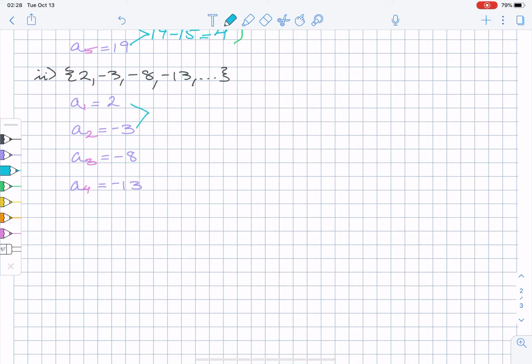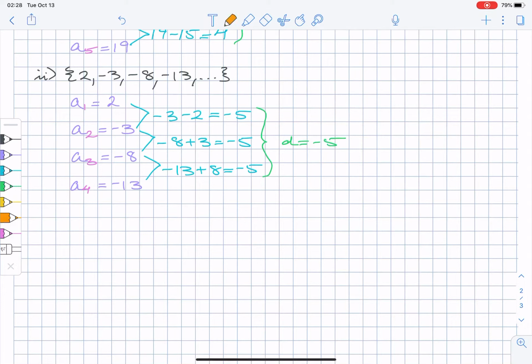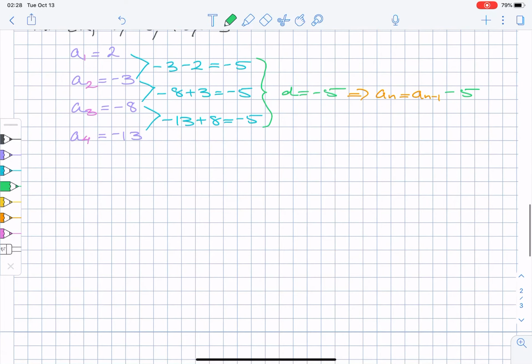So what's the difference here? Negative 3 minus 2, I claim is negative 5. Negative 8 minus a negative 3, I claim is negative 5. Negative 13 minus a negative 8, I claim is negative 5. So I claim the common difference is negative 5, which means that A sub n is just A sub n minus 1, from which I'm subtracting 5. Okay. So let's see number 3.